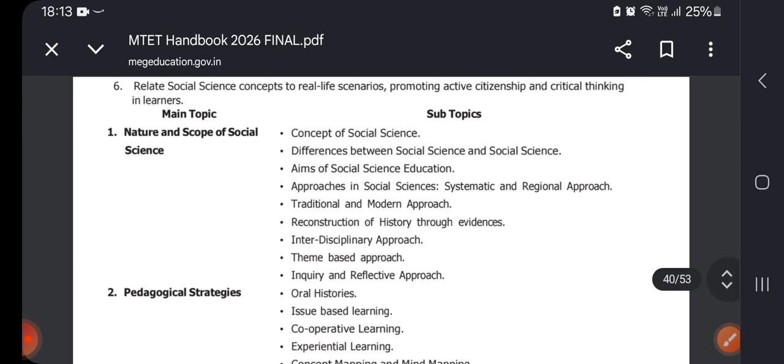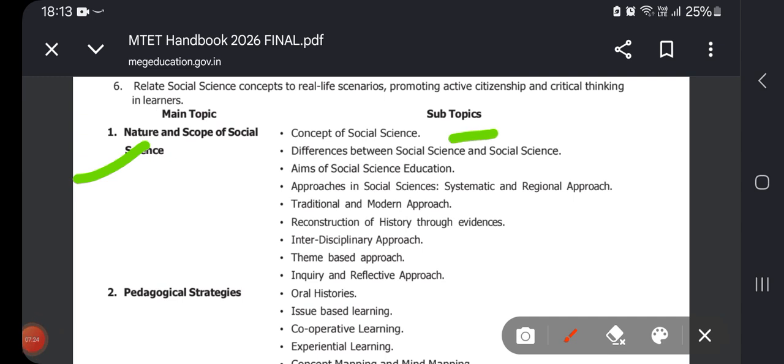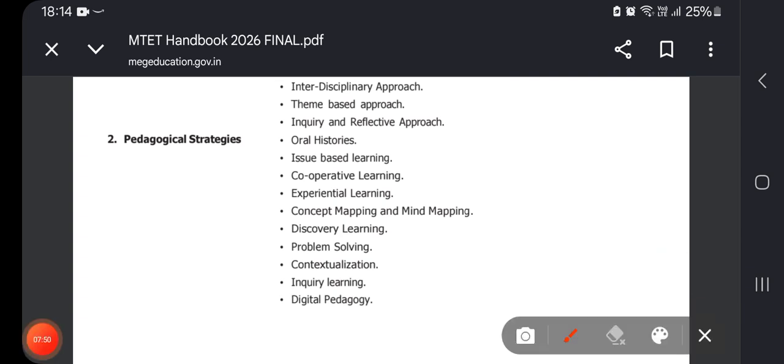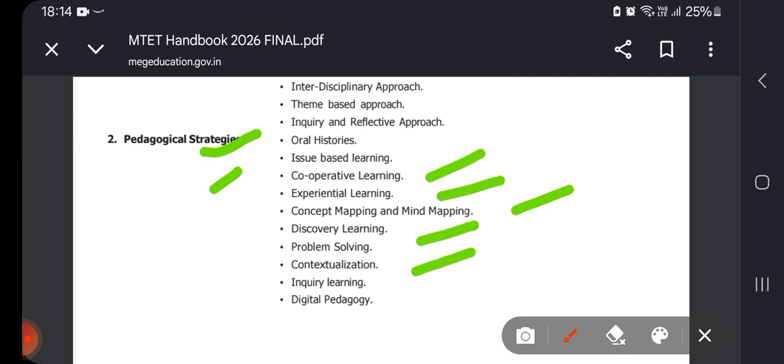In social science, it will be asked: concepts of social science, difference between social science. Okay, social science and social science, it is written the same, I don't know why. Aims of social science education, approaches in social science, traditional and modern methods, restructuring, interdisciplinary approach, time and theme based approach, inquiry and reflective teaching. Okay, pedagogical methods, oral histories, issue based learning, cooperative learning, experiential learning, concept mapping and mind mapping, discovery learning, problem solving, conceptualization, identity, and digital pedagogy.